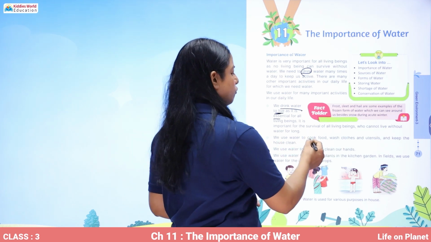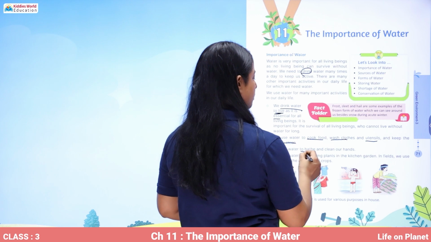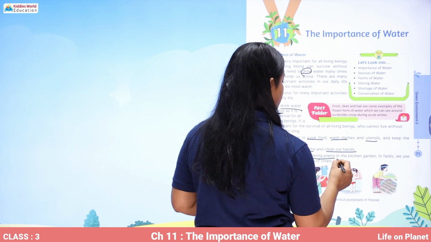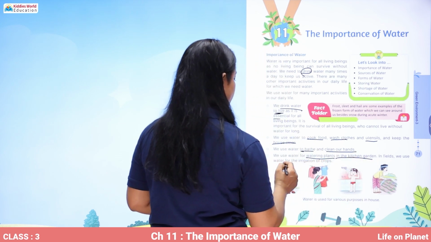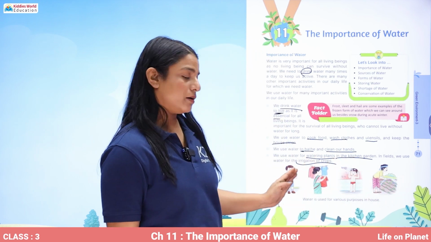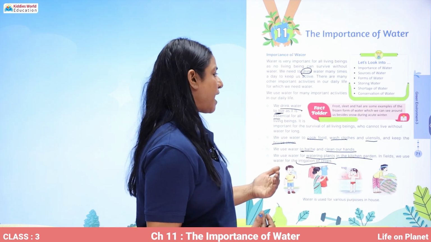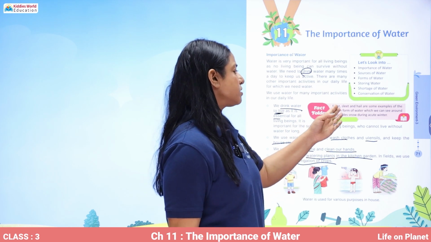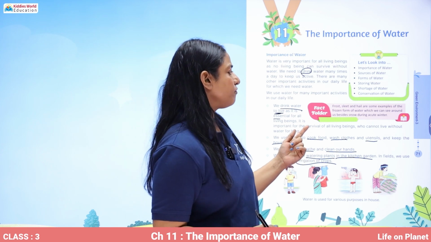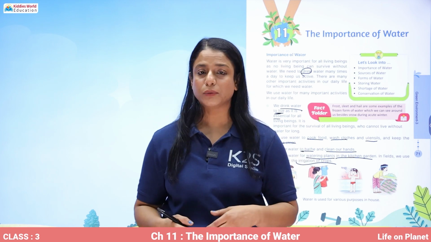We use water to cook food, wash clothes, utensils, and keep the house clean. We use water to bathe, to clean our hands. We use water for watering plants. In kitchen garden, in fields, we use water for irrigation of crops. So you see the picture given over here, in which water is being used for different activities every day. Now, frost, sleet, and hail are some examples of frozen form of water which we can see around us, besides snow during acute winter.